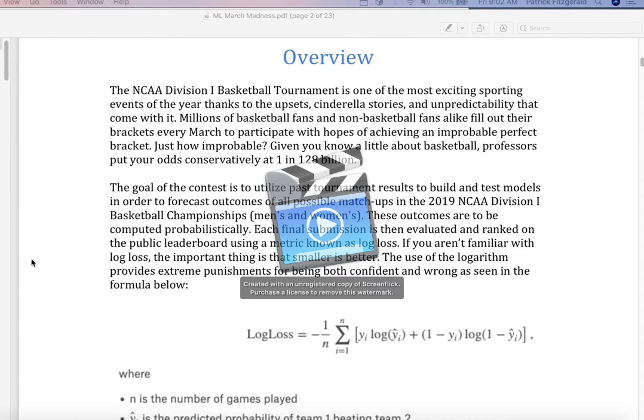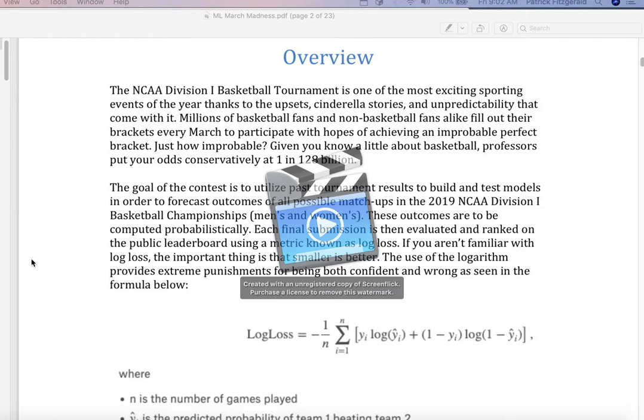The goal of this contest was to utilize past tournament results to build and test models in order to forecast outcomes of all possible matchups in the 2019 NCAA Division I basketball championships. So for my purposes, I did both men's and women's. For the men's, I stuck to the parameters set by the actual competition, trying to minimize log loss, and then I used my model to actually create a bracket for the women's. I did not create a bracket for the men's, just to get that out of the way at the beginning.